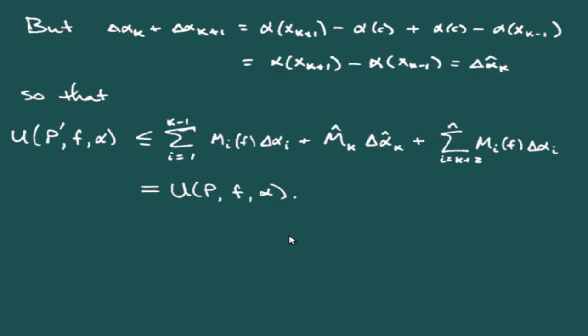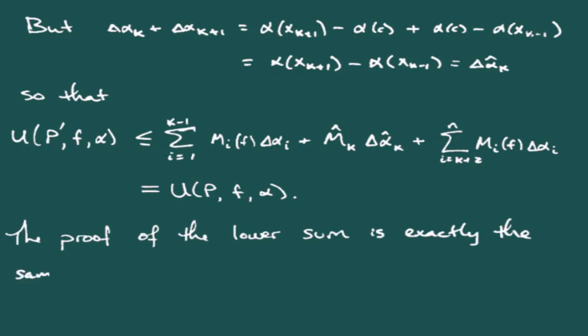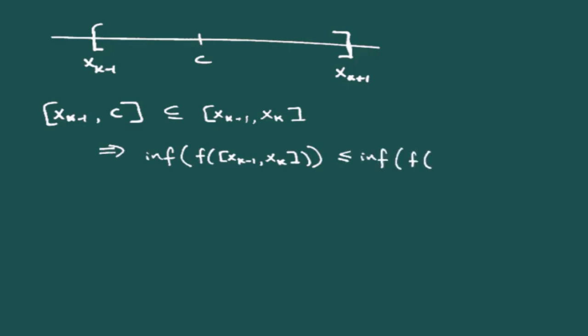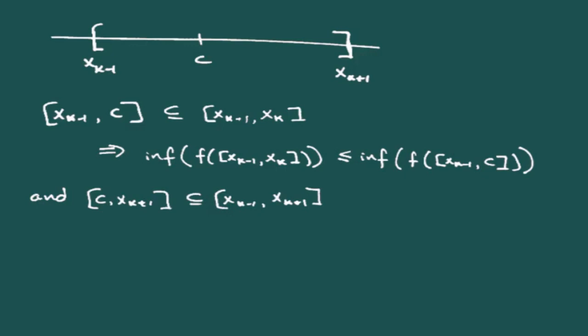And so the proof that the lower sum is going to get larger is going to be exactly the same. Again, what does it really hinge on? It hinges on the fact that when we take our infimum over a larger subinterval, or over a larger set, our infimum is going to be less than or equal to the infimum over the smaller set. And that's what the entire proof is hinging on in the second case.